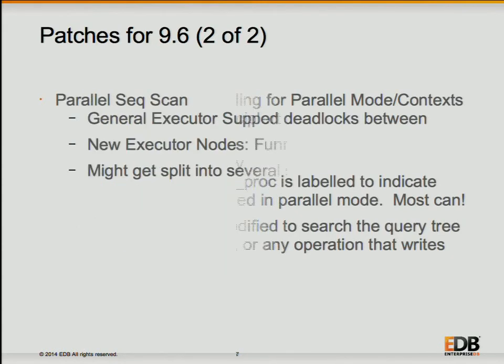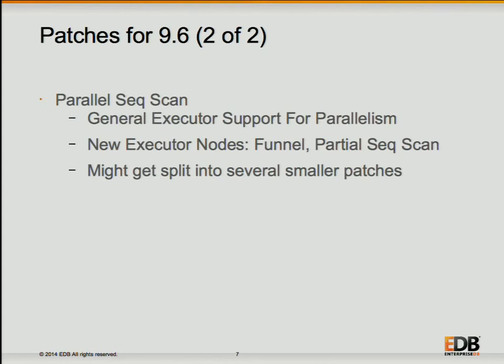And then the last set of patches for 9.6 is around parallel sequential scan. There's kind of two main parts to that. There's a bunch of things that need to be done to teach the executor specifically about parallelism. We've taught the transaction system about parallelism, but the executor is a separate thing, and it needs to learn about parallelism too. Every single module in the system needs to know a few things about parallelism that it didn't need to know before. And then we've got some new executor nodes, funnel and partial sequential scan, which are actually going to be the things that power this new parallel sequential scan functionality.